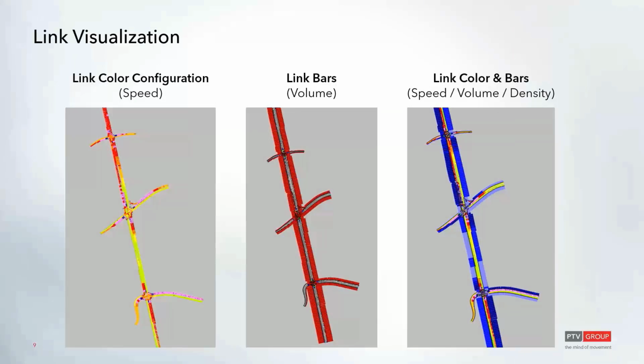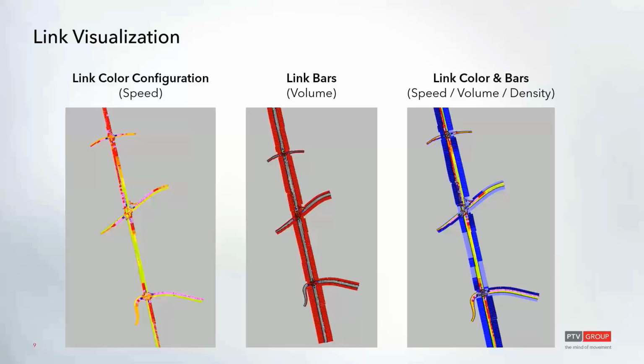So we're going to start off with links, which have three different options for visualization. The first here is coloring the links based on an attribute value, such as speed. And then the second option here is to apply different link bars, which are going to have varying width based on an attribute. In this case, we're showing volume. And then the third is using a combination of both of these.